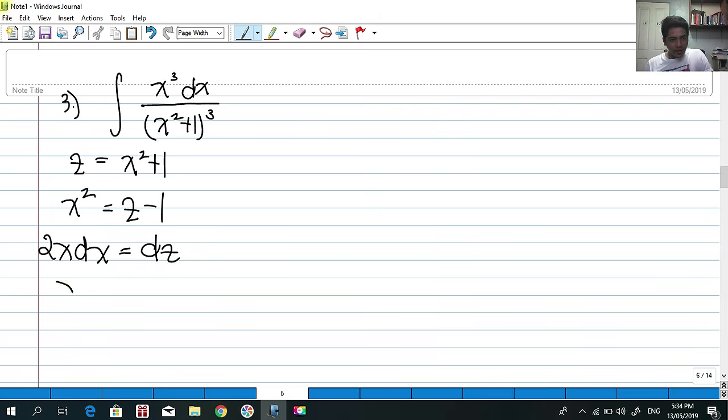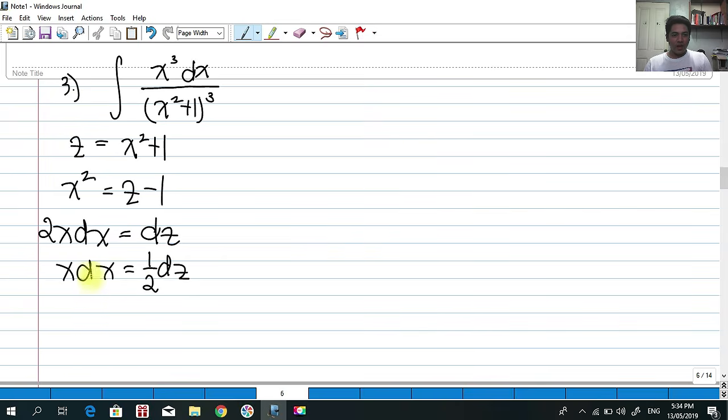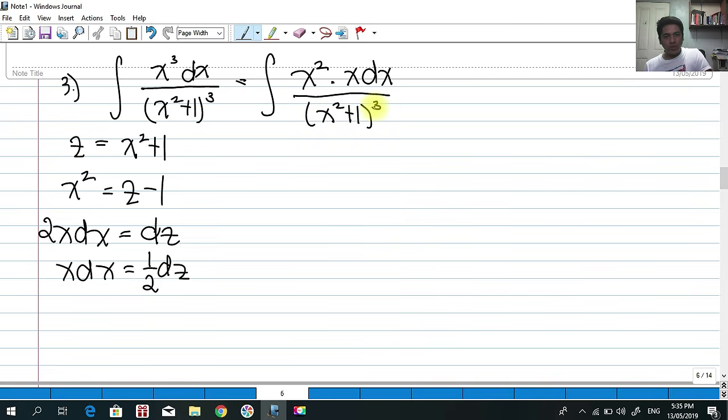Okay, and again, x dx is equal to 1/2 dz. We can extract x dx from above by stripping off one x here, so that we can substitute the 1/2 dz. So from the above integral, we have the integral of x squared multiplied by x dx over (x squared plus 1) raised to 3.